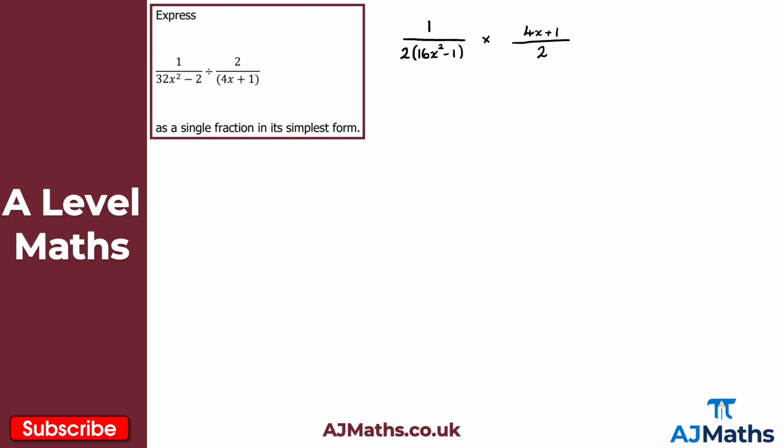Now, like we said, we can factorize this further, as this is the difference of two squares. So I've now got 1 over, and I've still got two lots of this here, so two lots of the difference of two squares. This would be 4x plus 1 times 4x minus 1. I get 4x plus 1 there and 4x minus 1. And then we times this by 4x plus 1 over 2.